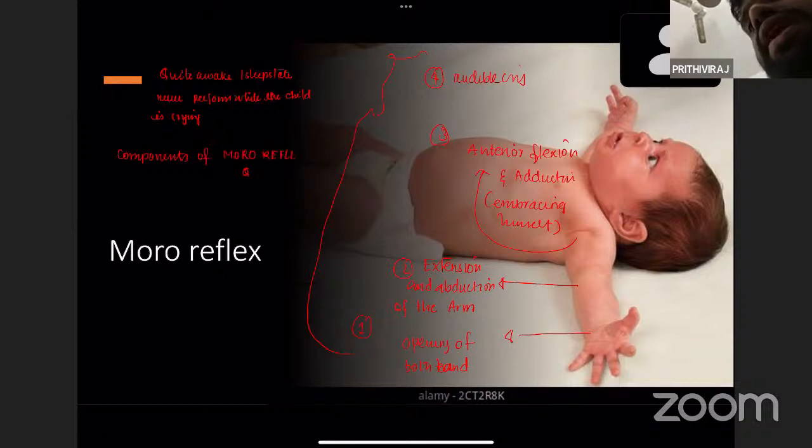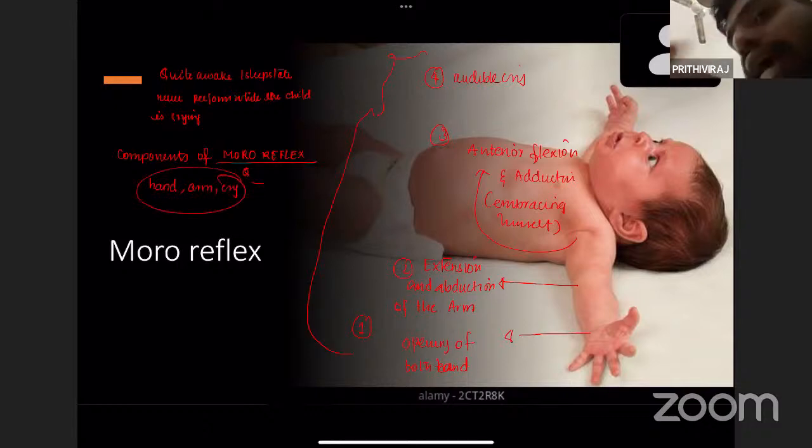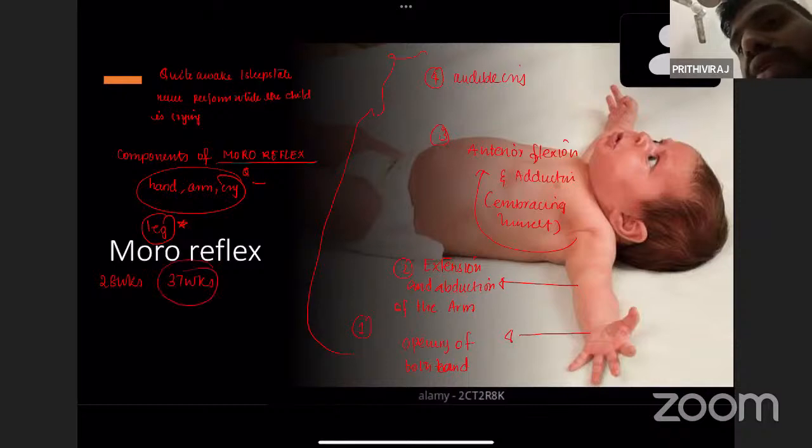In a few books, even the leg components are given, but I don't want to complicate things. Extension of the arm, abduction, and cry. These are the three you should tell. The leg component is also there, but that is complicated for you. So at least these four components must be told, and it develops from 28 weeks. It matures at 37 weeks, and it disappears by 3 to 6 months.